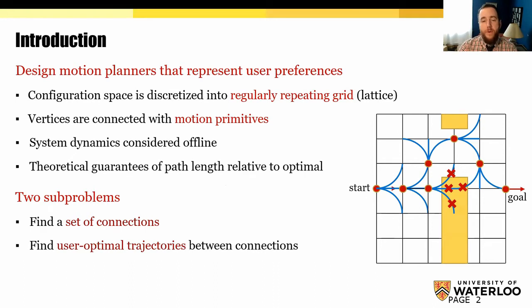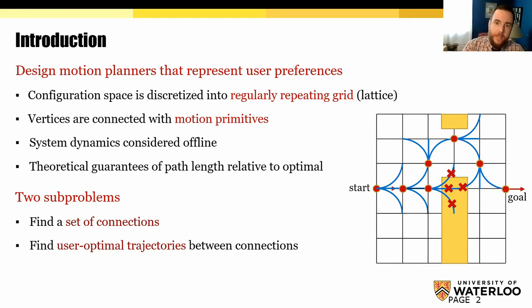We use lattice-based motion planning, so the configuration space of a mobile robot is discretized into a regularly repeating grid called the lattice, and vertices in this lattice are connected via pre-computed feasible motions for the mobile robot called a motion primitive. This is a very attractive approach because the complexities inherent to the system and the system dynamics can all be taken into account offline during the motion primitive computation phase. Also, the regularity of the lattice facilitates theoretical guarantees on the cost of paths relative to optimal.